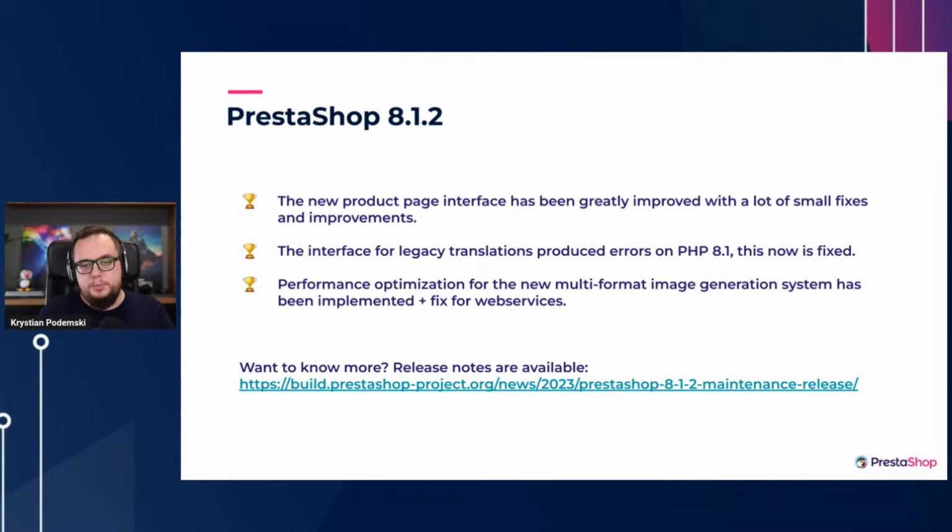Also, there was a pretty big problem with the translations that were not possible to save on PHP 8.1. Now this is fixed thanks to the pull request from Pablo Borovic. And there was also a PR from Daniel Hlaftox, one of the best contributors in the project, who not only improved the performance of the new multi-format image generation system, but he also fixed a problem with web services where it was impossible to delete the product due to some bugs introduced behind the feature flag of the new image generation system.